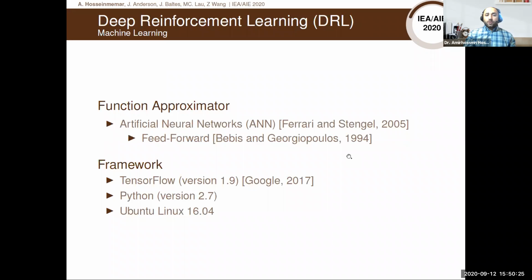For deep reinforcement learning, for the function approximator, we use a feed-forward neural network, and the framework that we used was TensorFlow, along with Python and Ubuntu Linux 16.04.